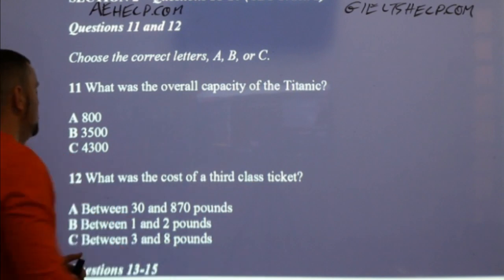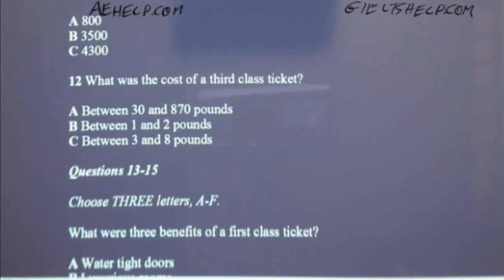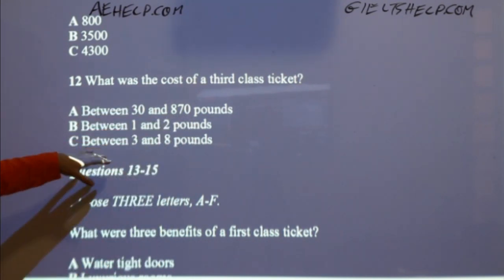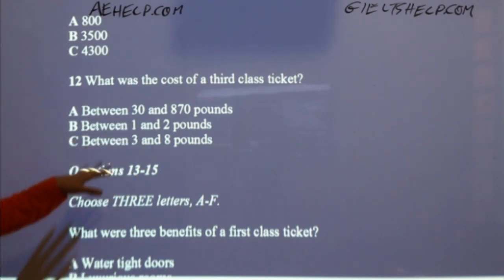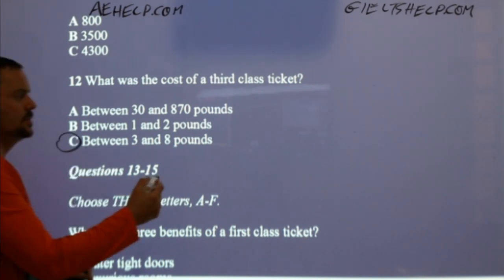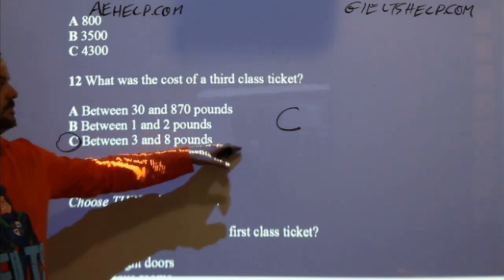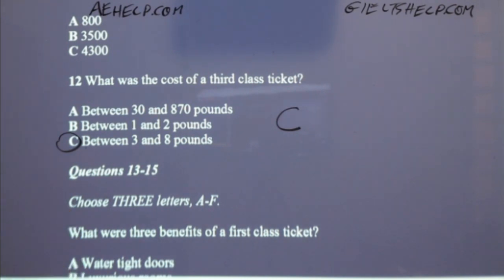All right, number 12. What was the cost of a third-class ticket? How much did it cost? What was the cost of a third-class ticket? 30 to 870 pounds. That doesn't make sense. That's a lot of money, even by today's standard. Between 1 and 2 pounds? I don't know. Or between 3 and 8. Yeah, it's between 3 and 8 pounds. So the correct answer there was C, between 3 and 8 pounds. That was the cost of a third-class ticket.